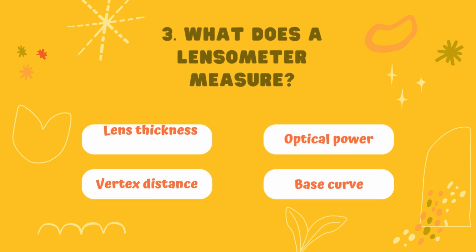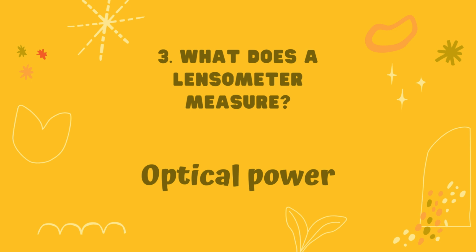Question 3. What does a lensometer measure? Is it A. Lens thickness, B. Vertex distance, C. Optical power, or D. Base curve? The correct answer is C. Optical power.